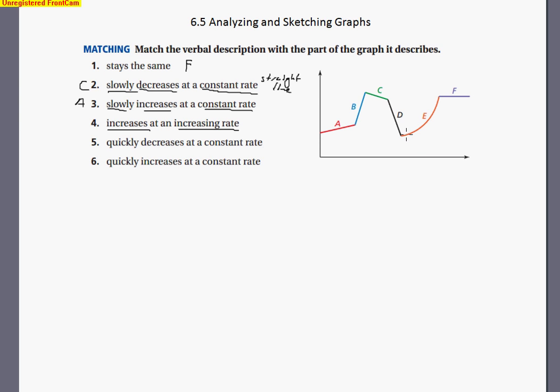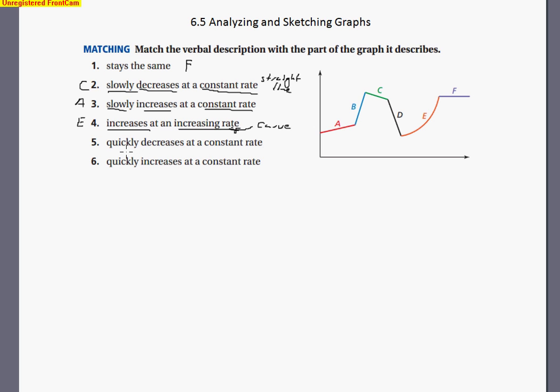This says increases at an increasing rate. So this would be letter E. See how it starts off kind of slow like A? But then as we get up here, it's going much faster. It's much steeper like it is with B. So E is increasing at an increasing rate.